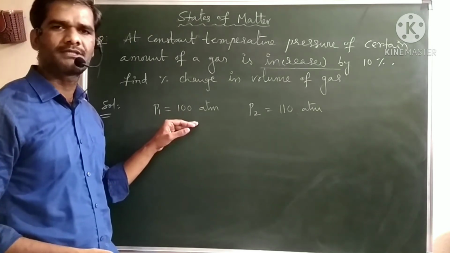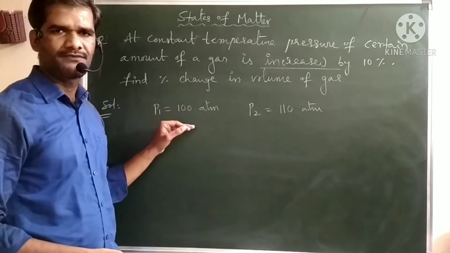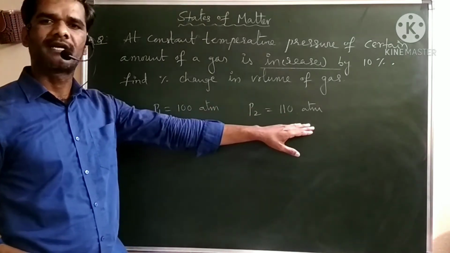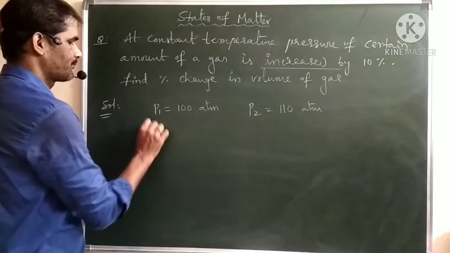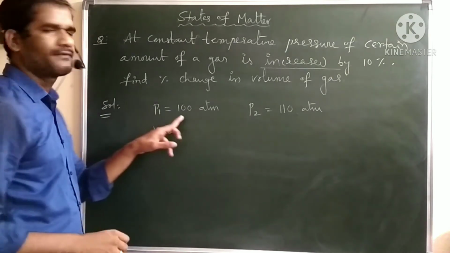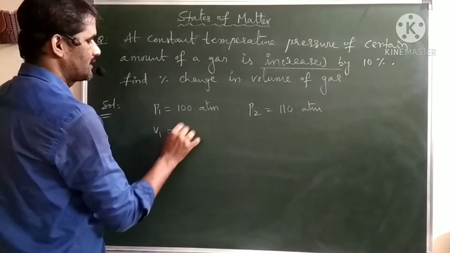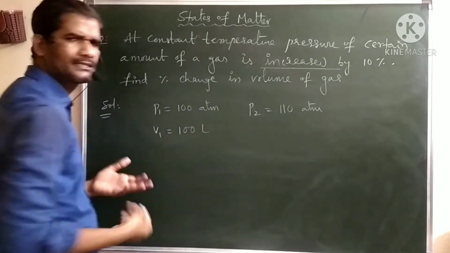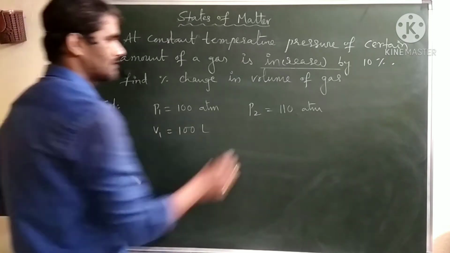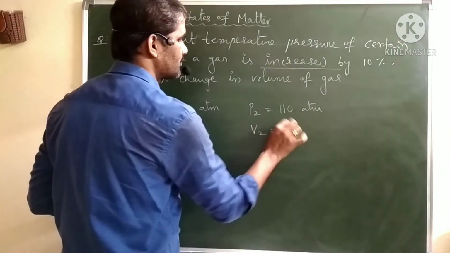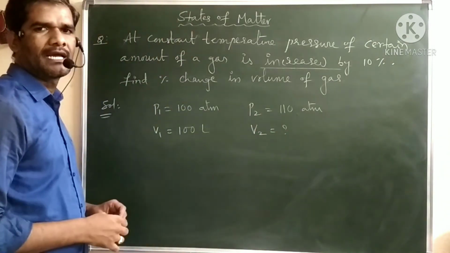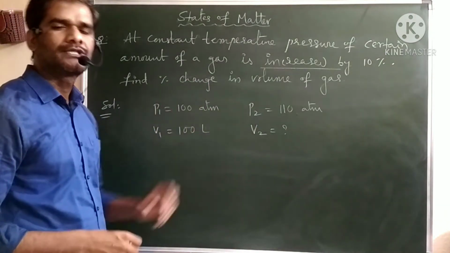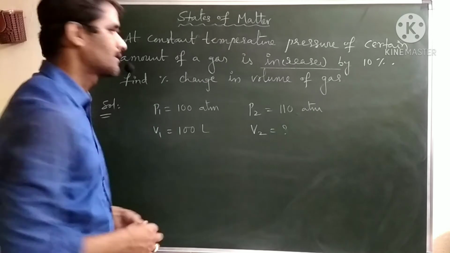We can assume 1 atmosphere or we can assume 10 atmosphere. That is our choice. So if we assume 100 and the final pressure is 110 atmosphere. Similarly, the pressure we assumed is 100, so volume also initially should be 100. It may be liters or whatever it is. Next, what is the final volume? That we have to calculate. Once we calculate the final volume, we can find out the change in the volume percentage.